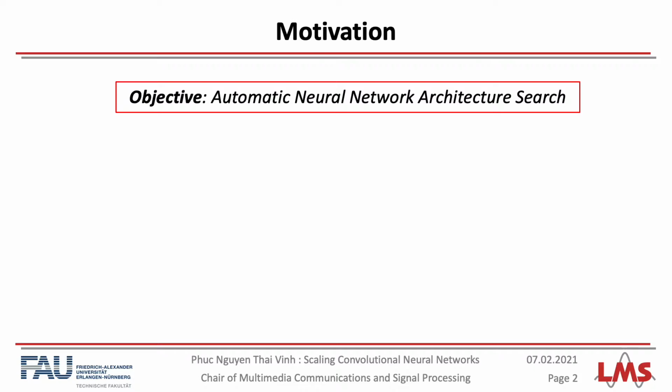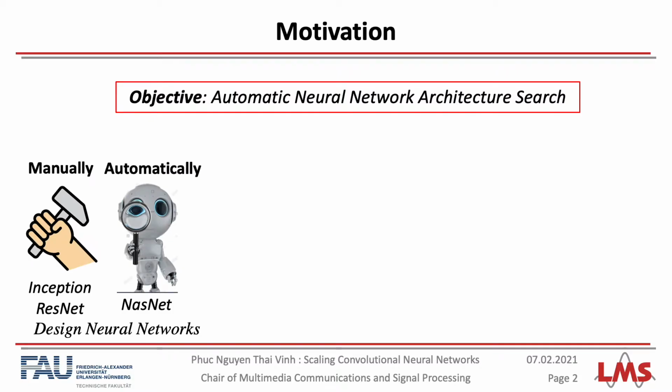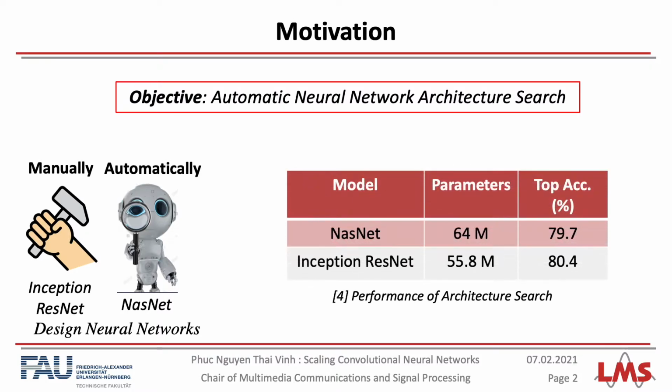And here is our object of study, automatic neural network architecture design. A model can be designed either manually or automatically. Inception ResNet is a model designed by hand, while the other network's architecture was designed automatically. Here are the experiments with two kinds of networks: one from automatic methods and another handcrafted, designed by hand.